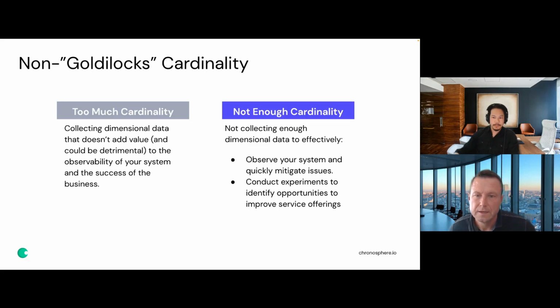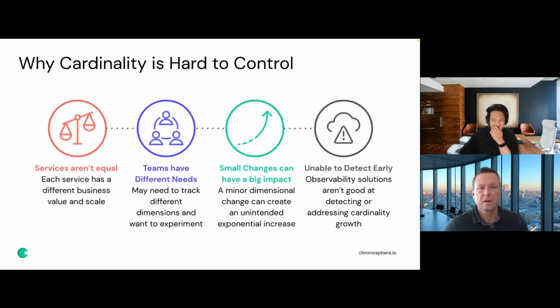Great, thanks. So let's talk a little bit about why it's so hard to control and/or predict. There are obviously a number of reasons, right? Services aren't created equal. Some are more important. Teams have different needs. They have, as we talked about, experimentation. Small changes can have a really big impact. I just heard about a customer prospect they were talking to, where someone added a timestamp and it brought down the whole system, and they were unable to detect it early. So let's walk through these, and can you get some color on each of these?